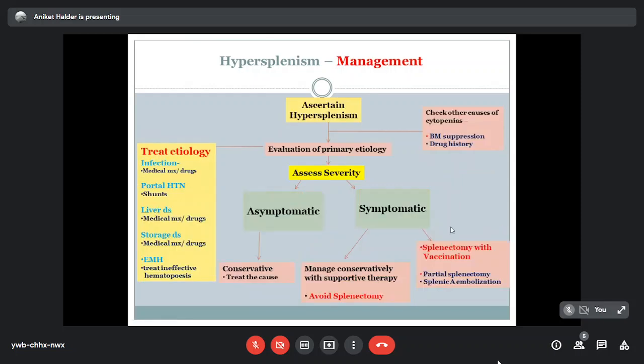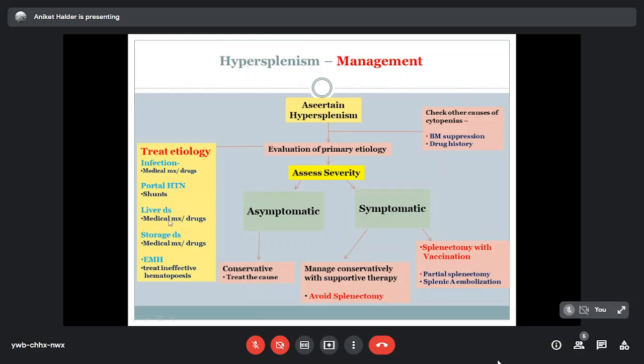So for management of hypersplenism, first we have to ascertain whether there is true hypersplenism. In most cases, as the hypersplenism is secondary to some primary disease, we should first treat the etiology. If there is infection, medical management should be done, with relevant drugs and antibiotics to treat the infections. If there is portal hypertension, shunts can be the treatment of choice.